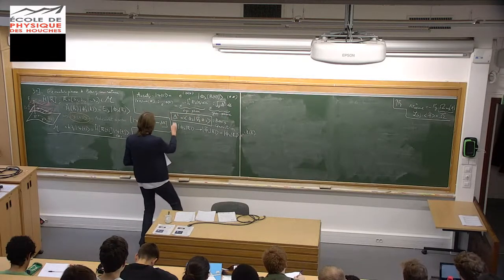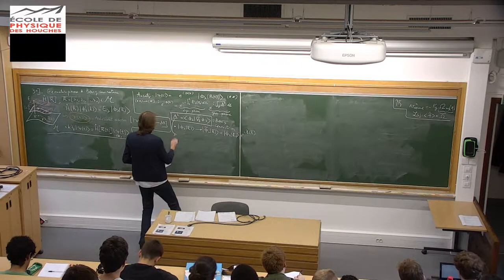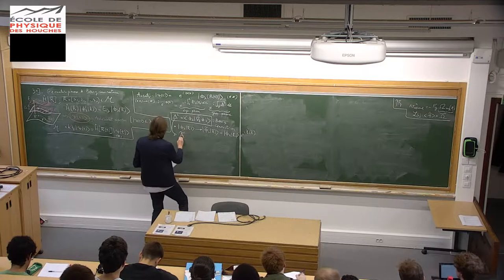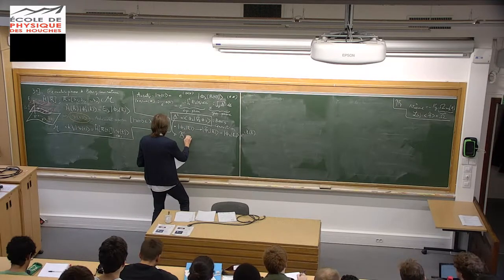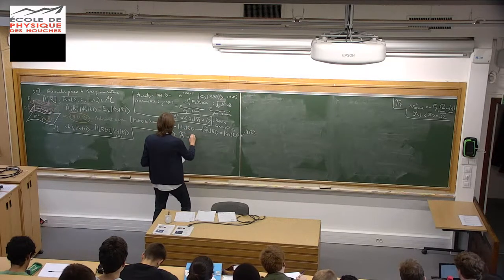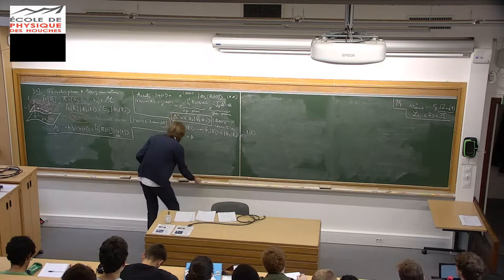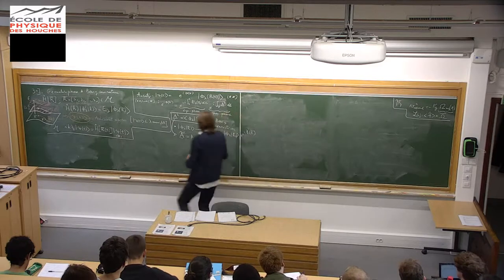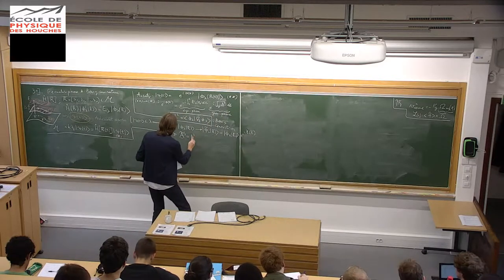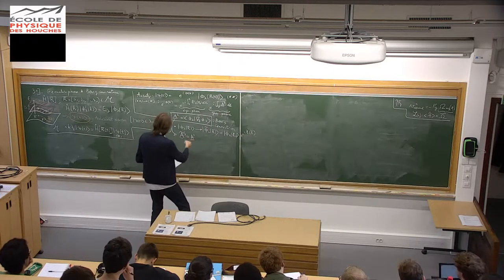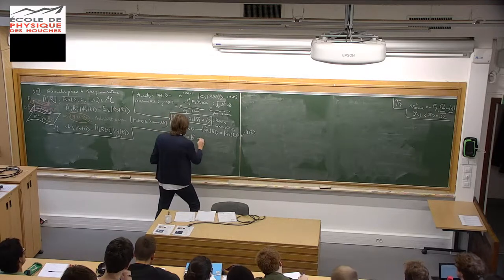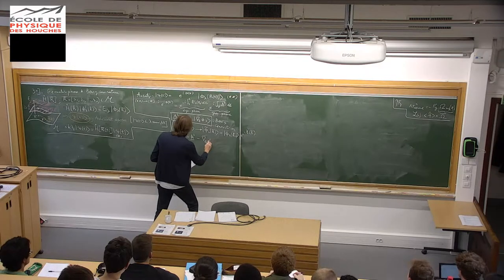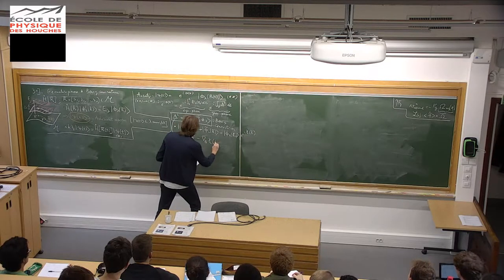And so what we will see is that this quantity A will be transformed in the following way. We will have a new vector, A tilde, which is given by our initial A, which still depends on lambda, of course, minus the gradient with respect to R of this function chi, which depends on R.